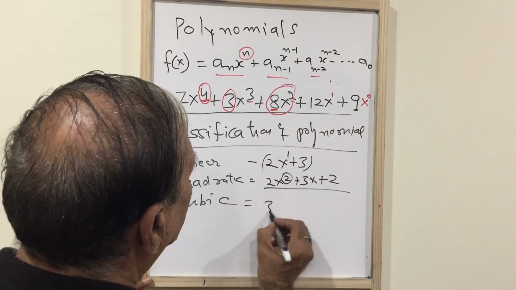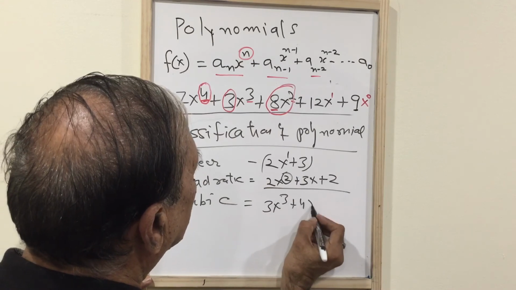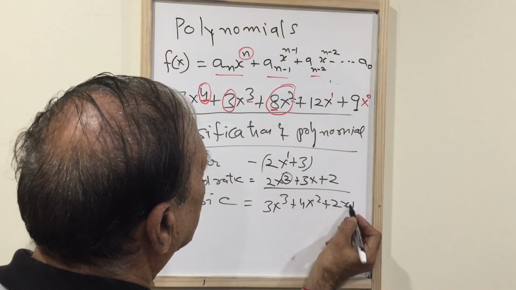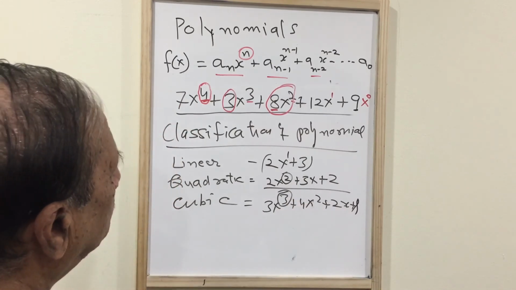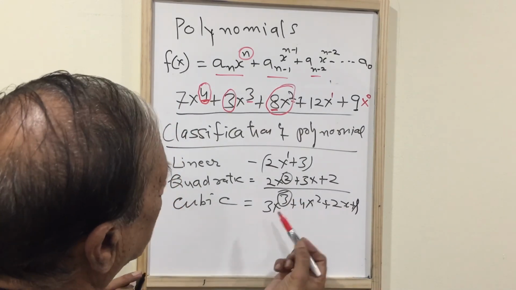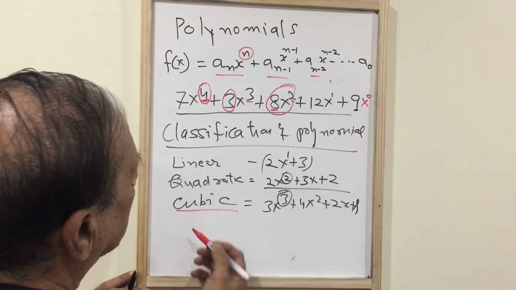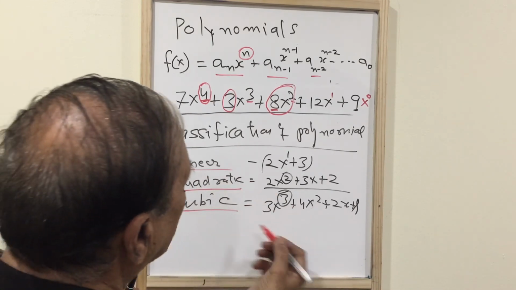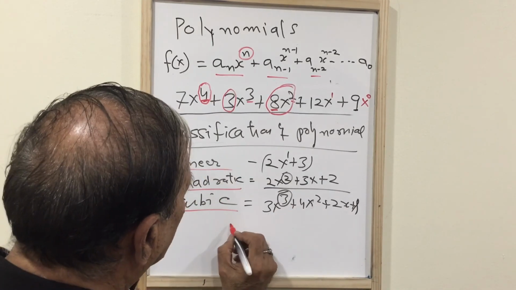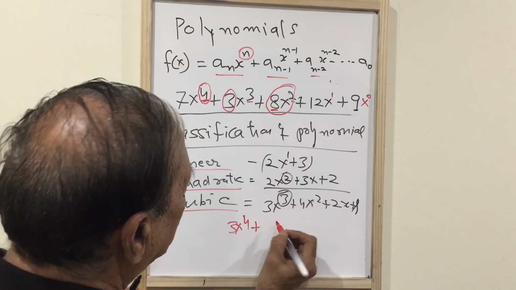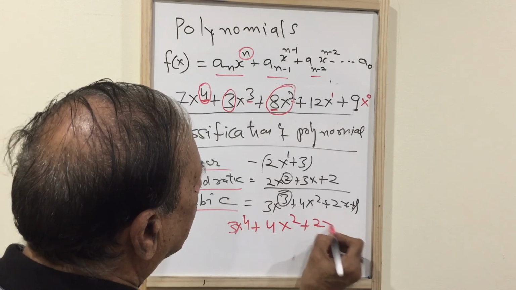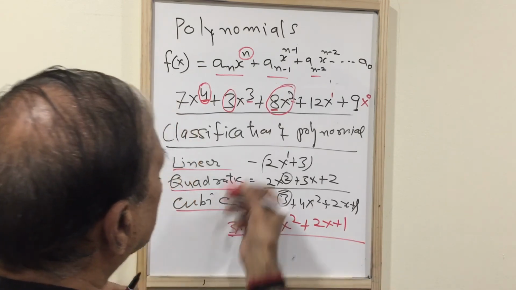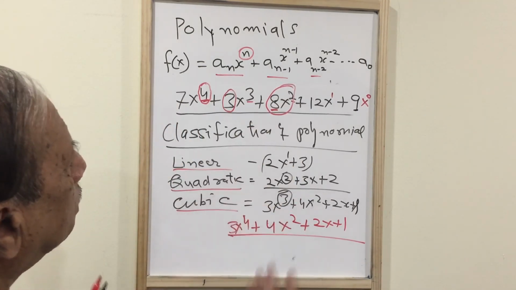And cubic, 3x cube plus 4x square plus 2x plus 1. So in this case, the maximum power of the polynomial is 3. That's why it's called a cubic. So on and so on. Further, it could have a power of 4 also, 5 also, 6 also, like that. All the others are also called polynomials.